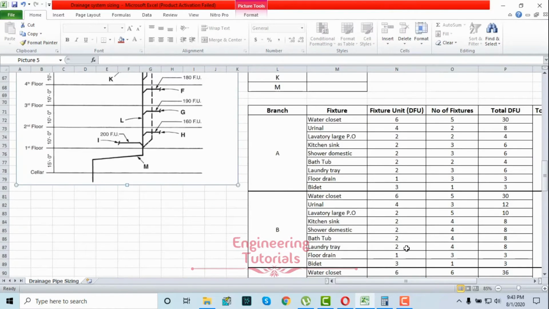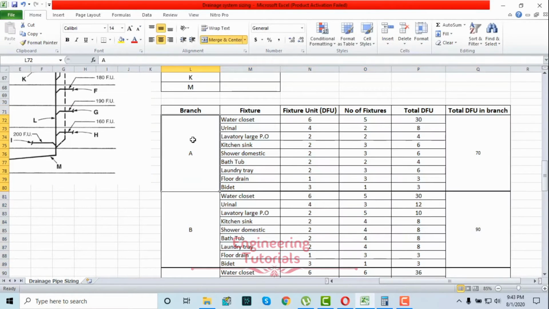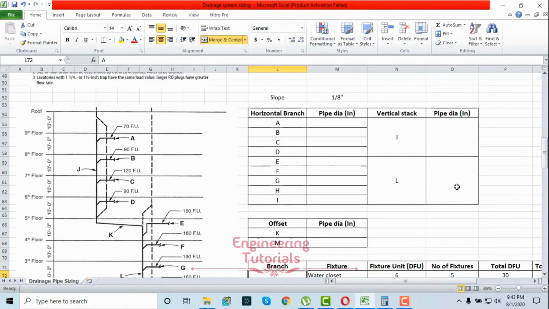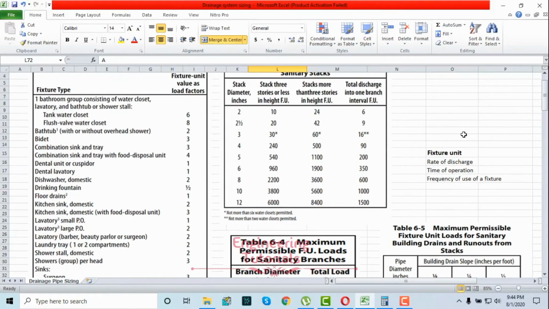As you can see, I have prepared this table. In branch A, how many fixture units do we have? As you can see, we have 70 fixture units. First you have to understand what a fixture unit is. If you remember, we used fixture units in water supply pipe sizing. That time it was called water supply fixture units, and here we are doing it for the drainage system, so it's called drainage fixture units. A fixture unit basically depends on 3 factors: rate of discharge, time of operation, and frequency of use of the fixture.